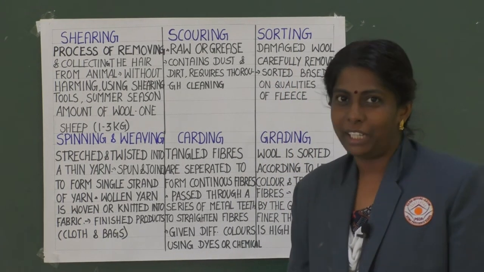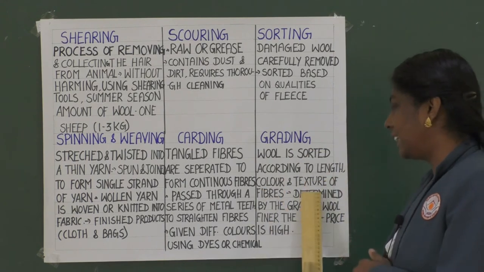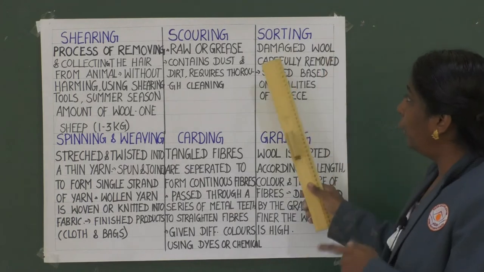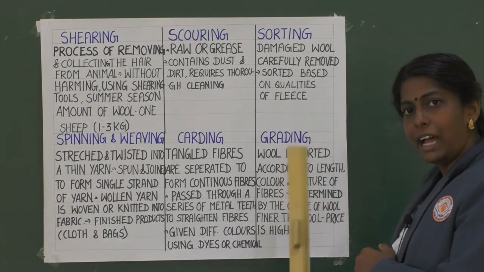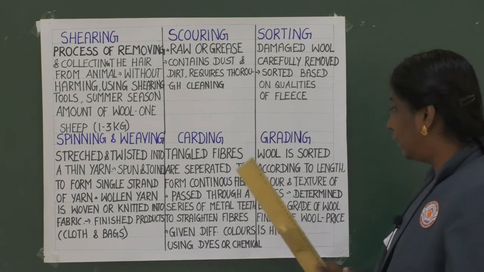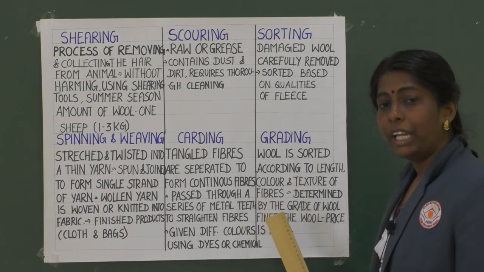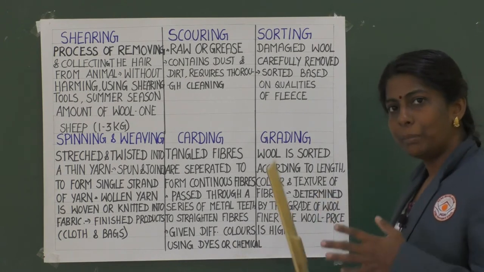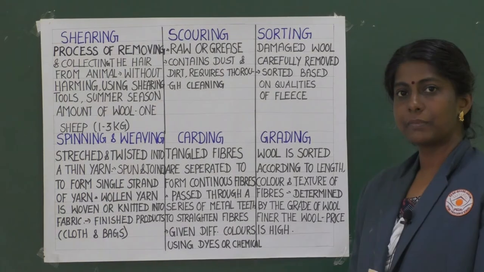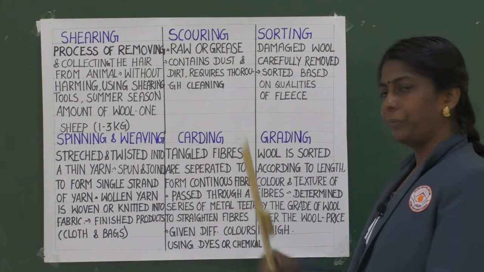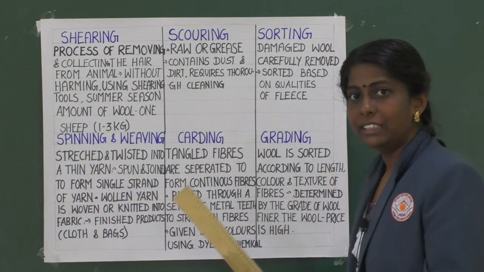Now the fourth step, grading. Here wool is sorted according to the length, color and texture of the fibers. The fleece obtained from the sorting step is carried to the grading step, and here it is sorted again based on length, color and texture. These determine the grade of the wool. The finer the wool, the higher the price. Clear? So this is the step of grading. Yes, children, now the fifth step, carding. Before the wool proceeds to making fabric, it should be straightened and clean.